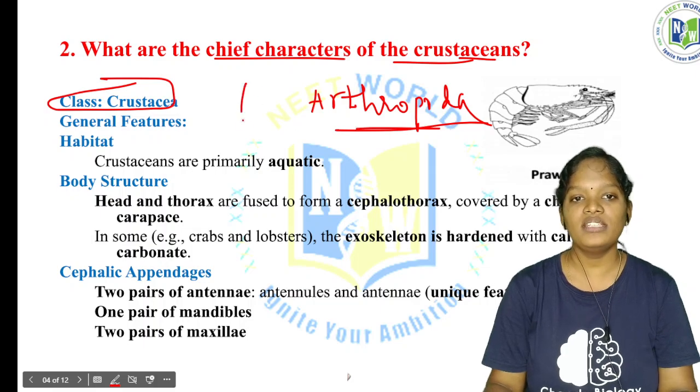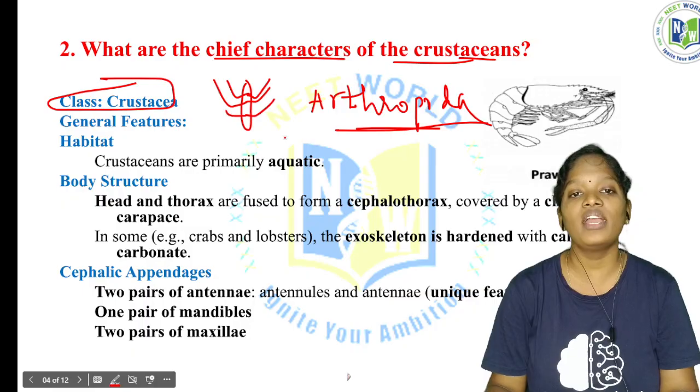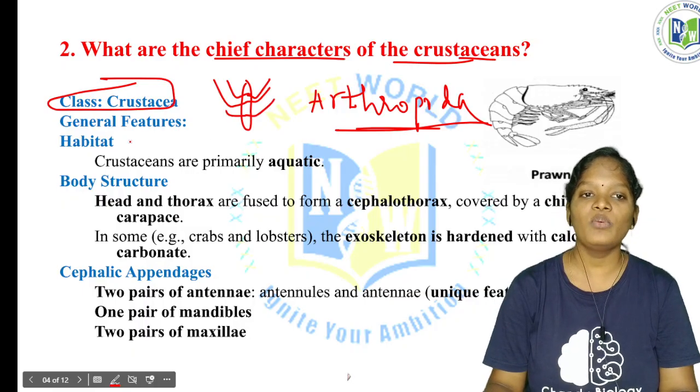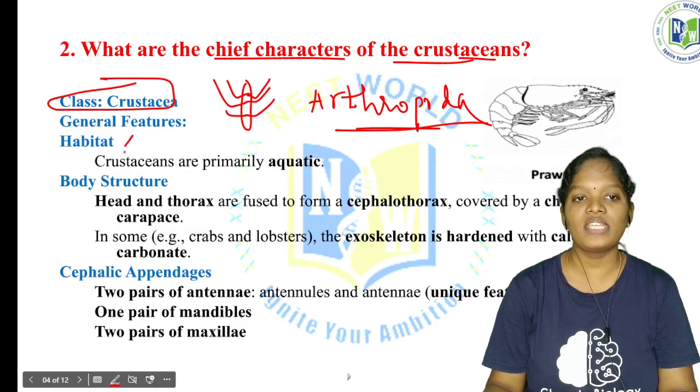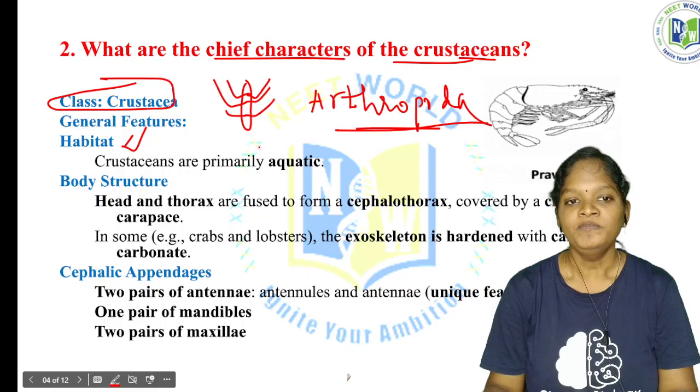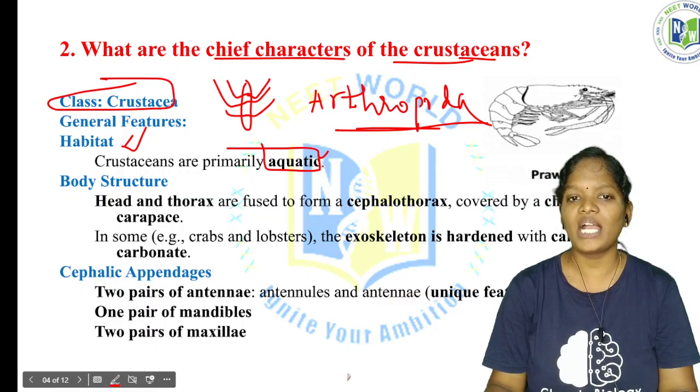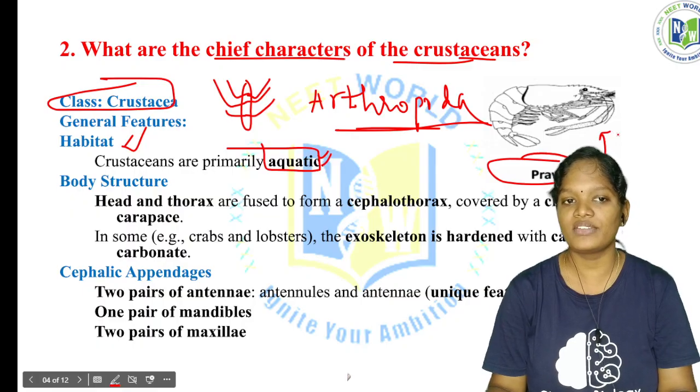Consider this as an animal. This is one appendage, and here is another appendage, jointed on both sides. This is called jointed appendages. So what will be the general characteristic features? Habitat, where they are going to live. They are primarily aquatic. The best example is the prawn, which is placed under the class Crustacea.